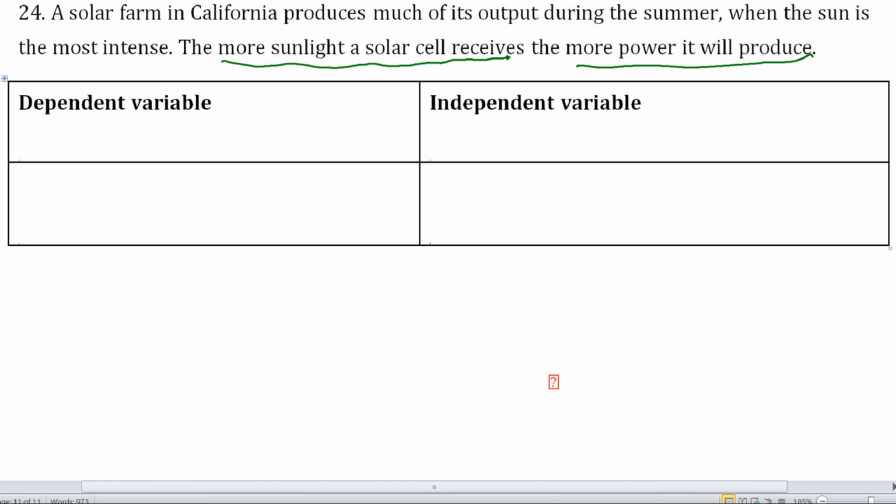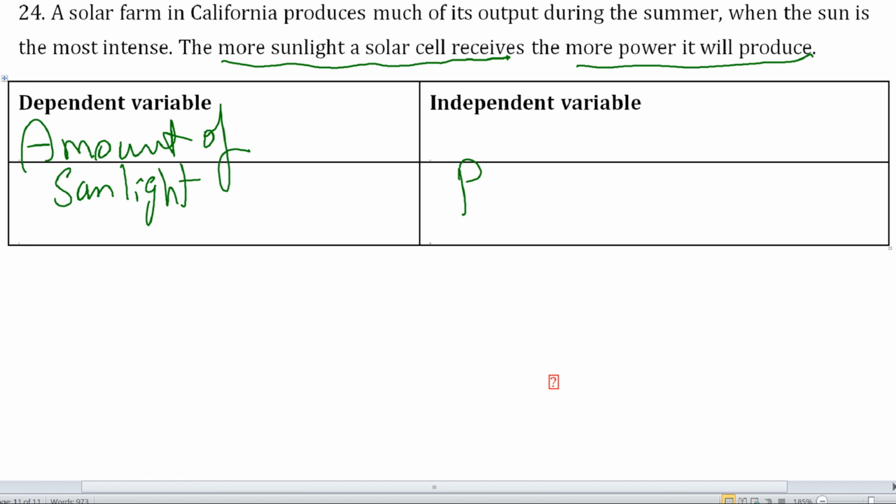What is the independent variable here? So what affects what? The sunlight affects the power produced. So the sunlight, or you can write amount of sunlight, affects the power being produced.